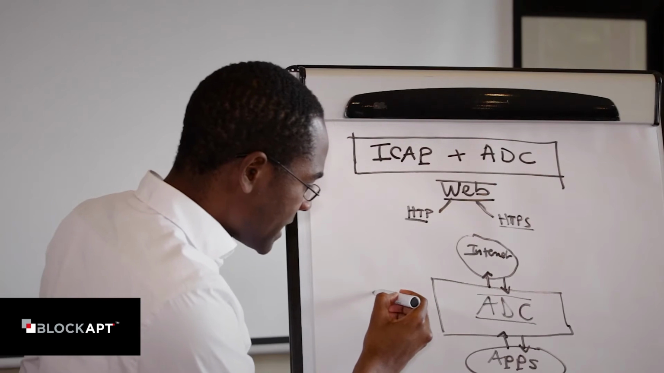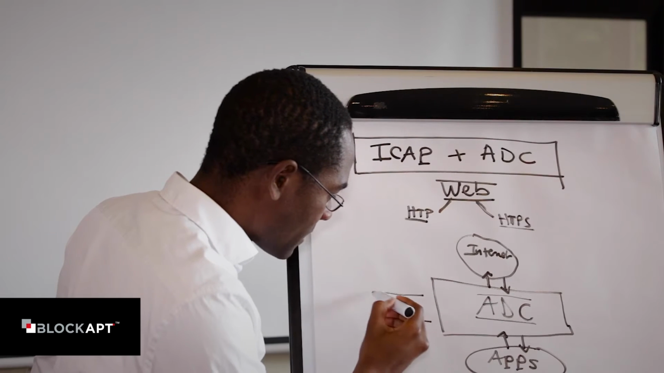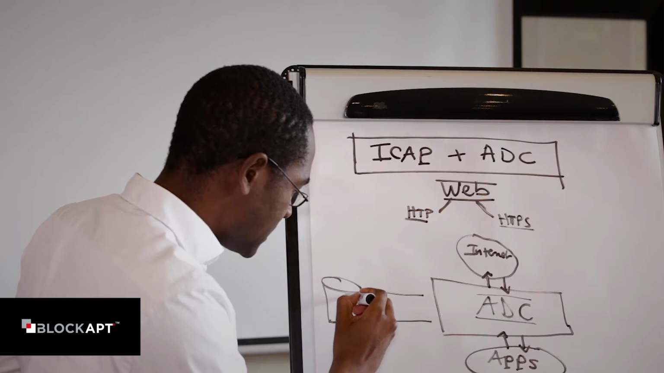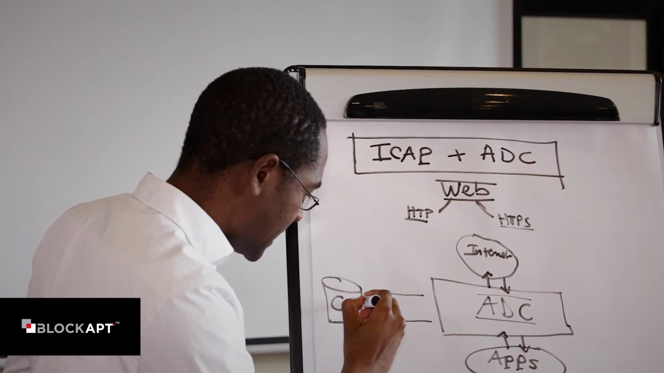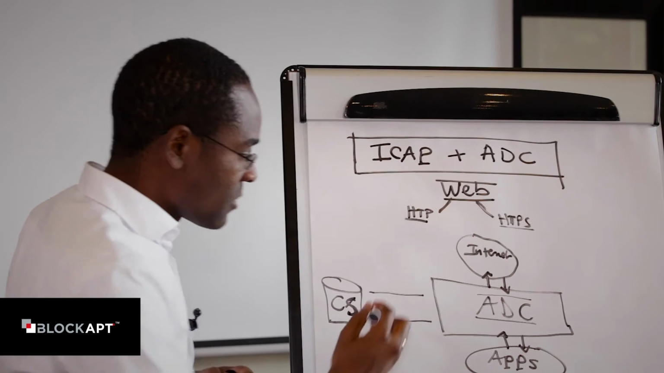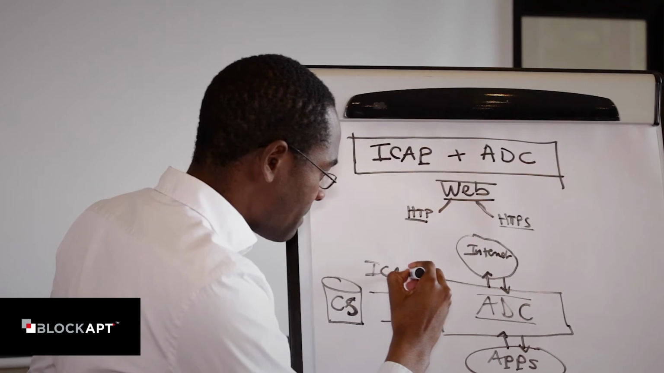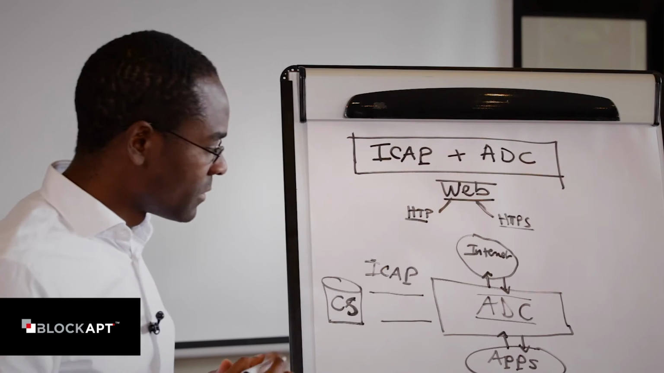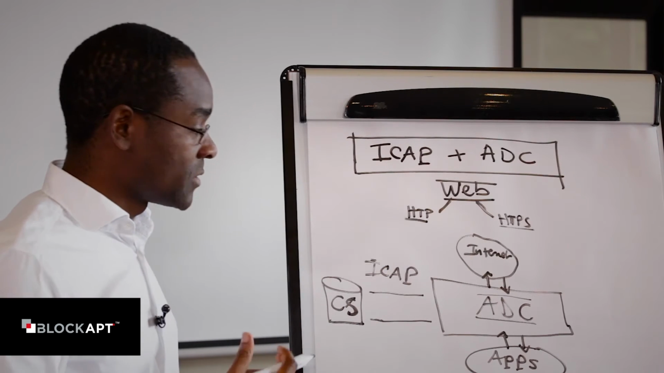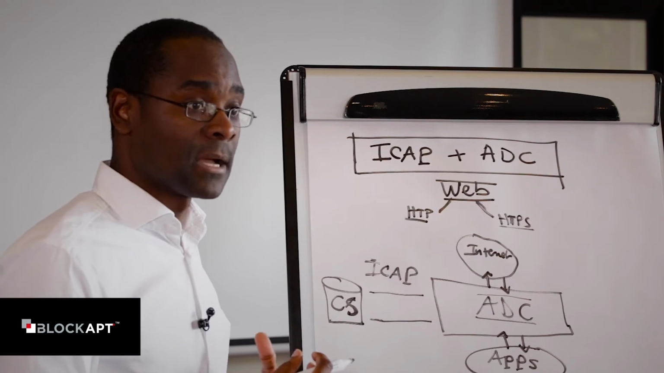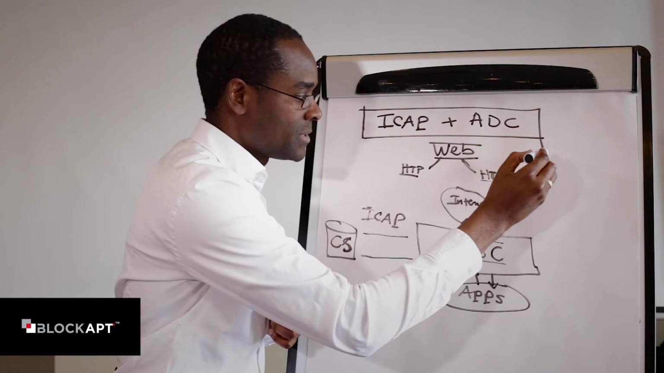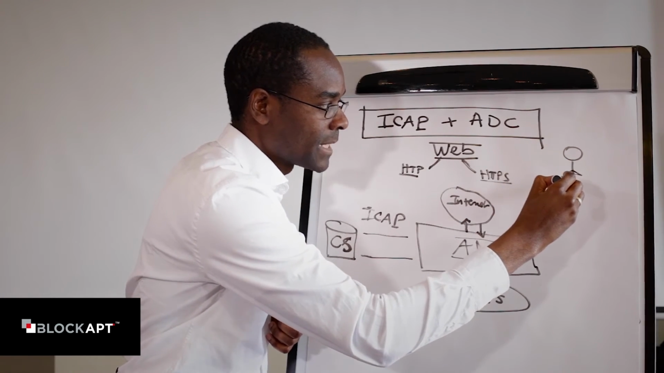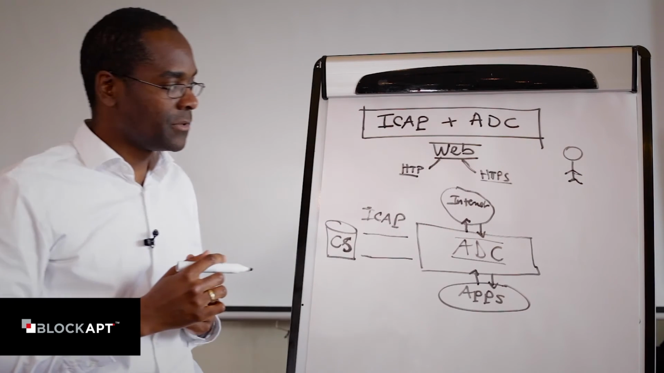You can see here I can bring in an external device. I'm going to draw this as our content scanning device, CS. This device understands a protocol called ICAP, the Internet Content Adaptation Protocol, which is a known protocol that is open to anyone who could implement it. We can have a user sitting somewhere here, with two tiny legs for our little user.